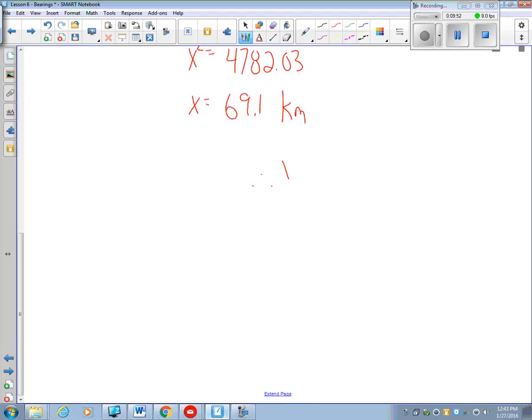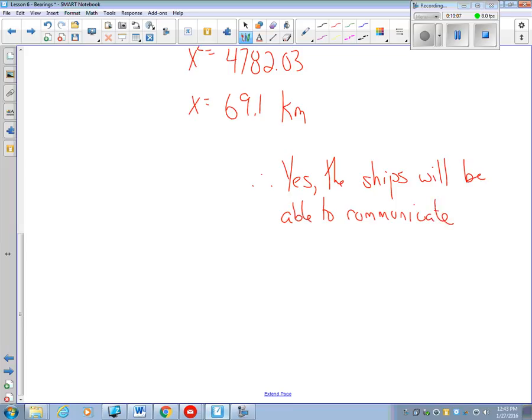So yes, the ships will be able to communicate because they are less than 75 kilometers apart. And that's bearings.